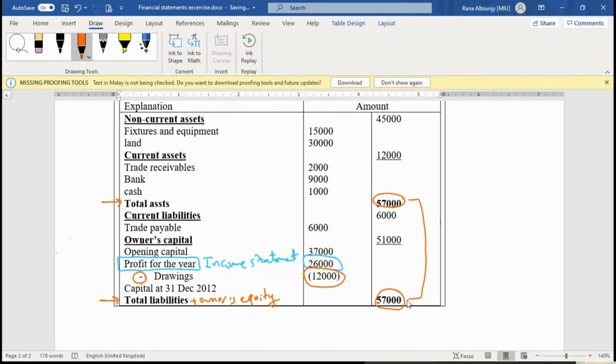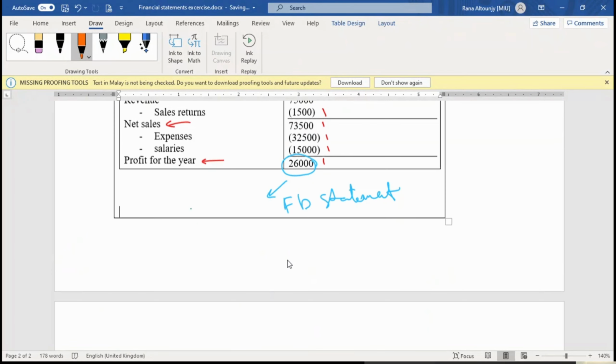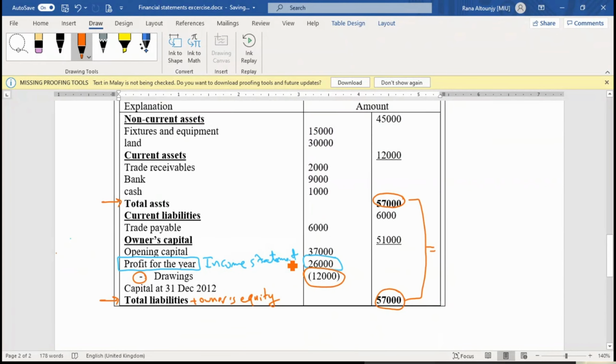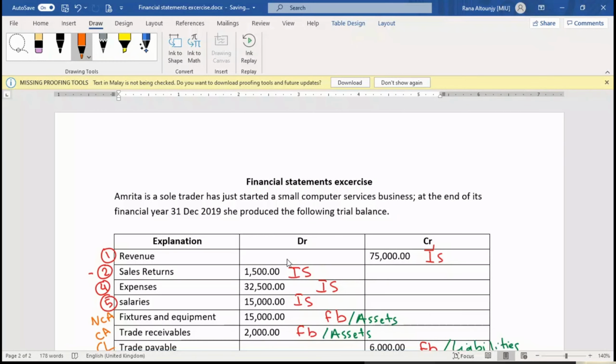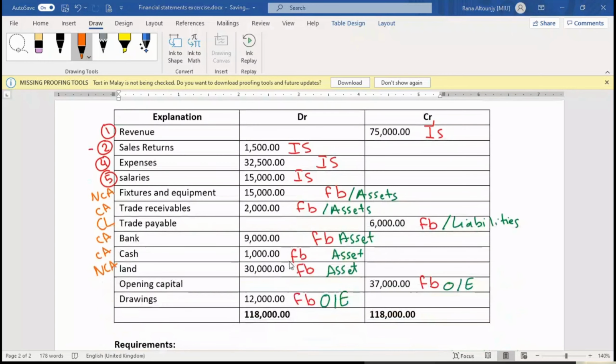Those two should be equal to each other. Each one of these lines has its own mark. Like this, we finish this exercise, and this mostly comes with 16 or 17 marks in the final exam. So do you have any question about making the financial statements for a sole trader?